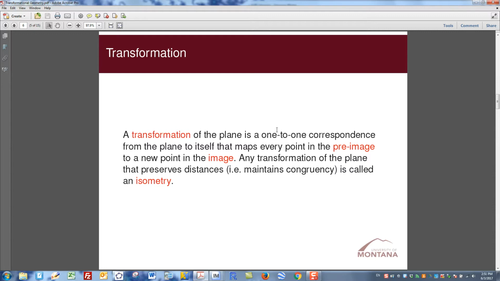And certainly that's the case with the pen and paper activity we just did. The idea is that if I have a point in the plane, I pinprick it and it goes someplace new.